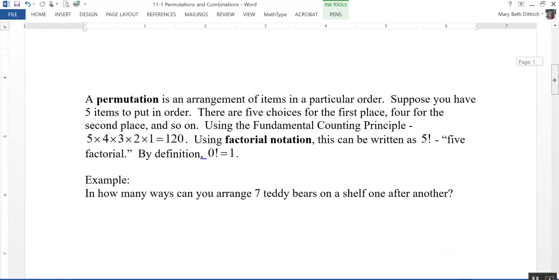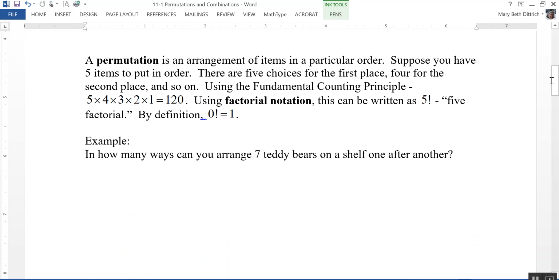Okay, a permutation is an arrangement of items in a particular order. Suppose you have 5 items that you need to put in order. There are 5 choices for the first place, 4 choices for the second place, 3 for the third, 2 for the fourth, and 1 for the last. Using the fundamental counting principle, this would be 5 times 4 times 3 times 2 times 1, which is 120. We can use factorial notation to express this, and that's written as 5 exclamation point, and we read it as 5 factorial. And by definition, 0 factorial is equal to 1.